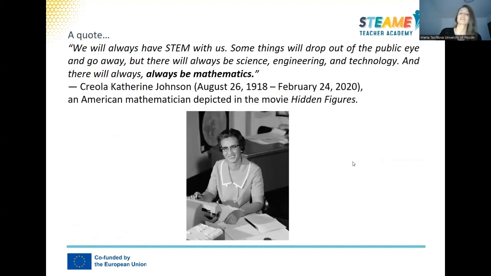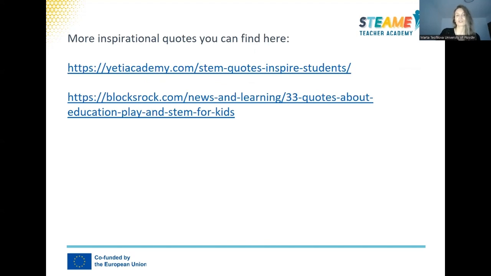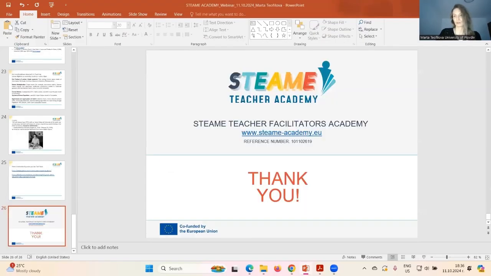And I will end my talk again with a quote. This quote is by a famous American mathematician, Katherine Johnson, who was part of the NASA Mercury project and Moon program, and her calculations were critical to those NASA projects. We'll always have STEM with us. Some things will drop out of the public eye and go away, but there will always be science, engineering, and technology, and there will always be mathematics. And here are some sources for more inspirational quotes about mathematics and STEAM education. And with this, I end my talk. Thank you.